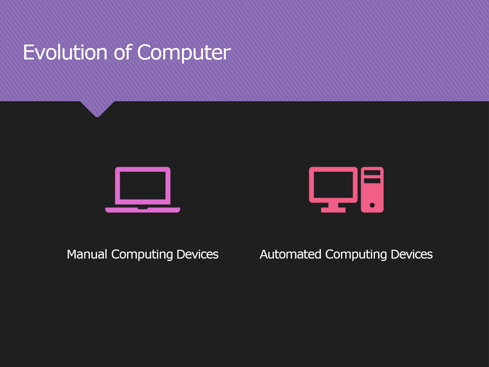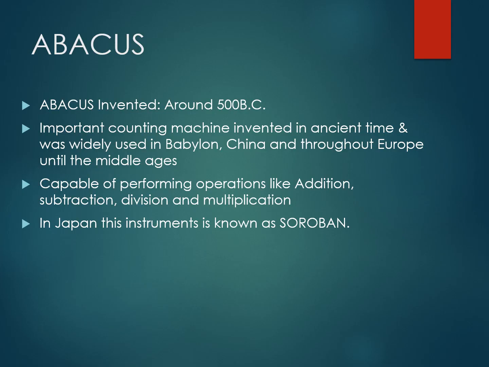Evolution of computer involves both manual computing devices and automated computing devices. Evolution of computer started with the invention of the abacus, which was invented around 500 BC. This abacus was widely used in Babylon, China, and throughout Europe. It was used like a counting machine, capable of performing addition, subtraction, division, and multiplication operations. In Japan, this instrument is also known as a soroban.